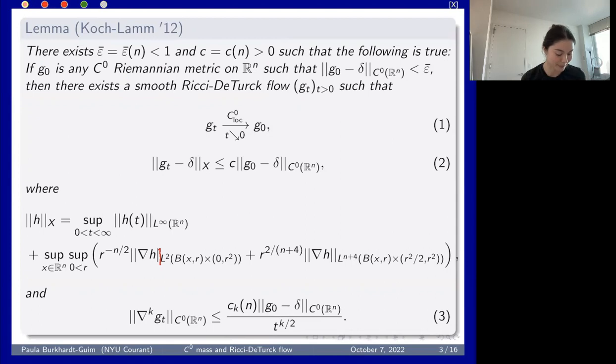Okay. And so now I'm going to try to convince you that a result like this is quite useful if you're studying spaces with scalar curvature bounded below. Let me just show you an argument that you could do using this lemma.